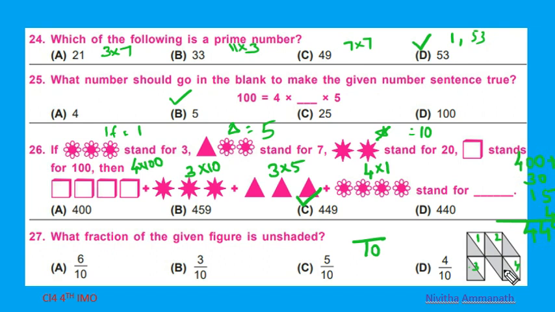How many are shaded? Unshaded parts: 1, 2, 3, 4. So 4 by 10. So this is the correct option. If we take the shaded part fraction, that is 1, 2, 3, 4, 5, 6. 6 by 10 is the answer. But here we look at the unshaded part. So we should look at the questions carefully. Is it shaded or unshaded? Next question.